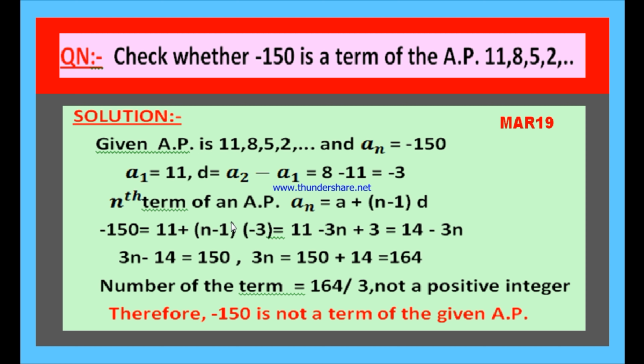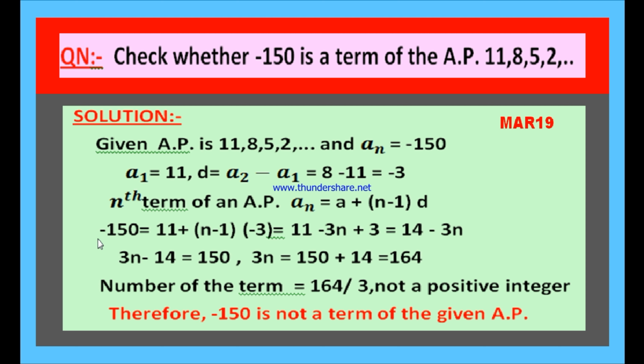Now if you simplify this, this is 11, minus 3 into n is minus 3n, minus 1 into minus 3 is plus 3. 11 plus 3 is 14 minus 3n. Now this is the value of a particular term, the nth term. Let us equate this to our given value minus 150. 14 minus 3n is equal to minus 150.